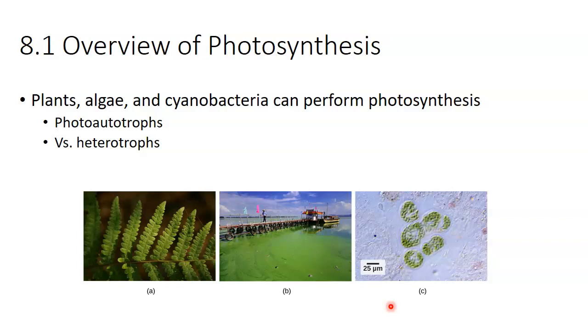We would call these guys autotrophs. Autotroph actually means self-feeding, which means that they make their own food, and the term photo means they use sunlight, energy from the sun, to drive that process. So a photoautotroph uses energy from the sun to drive the production of organic molecules.